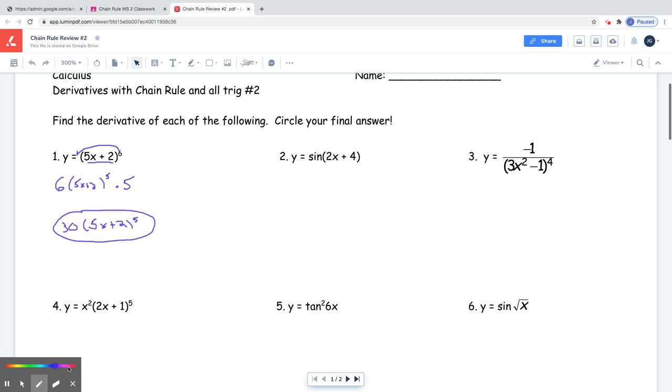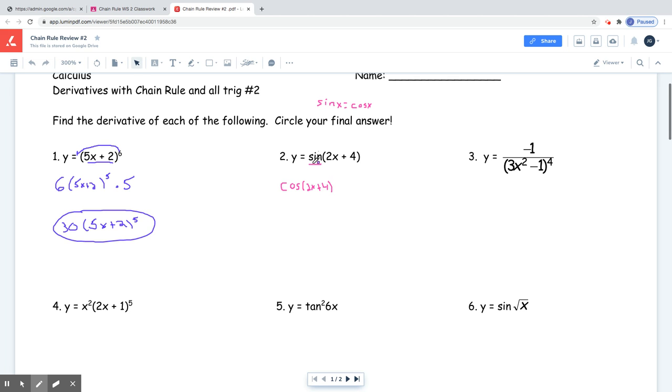All right, number 2 is also the chain rule. We have a trig function with something inside besides just x. Remember, the derivative of sine x is cosine x. So when the chain rule says take the derivative of the outside function, which is sine, we take the derivative of sine, which is cosine, but we don't write x after it because we keep the inside the same. Whatever was after sine stays after sine. That is keeping the inside the same, which is 2x plus 4.